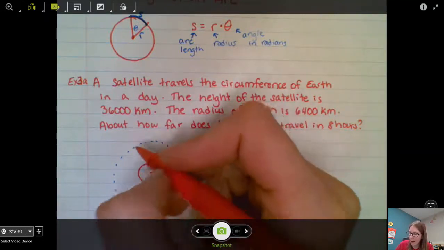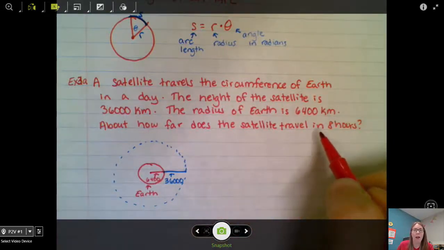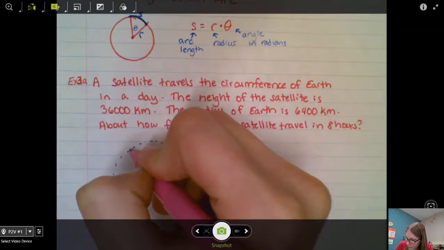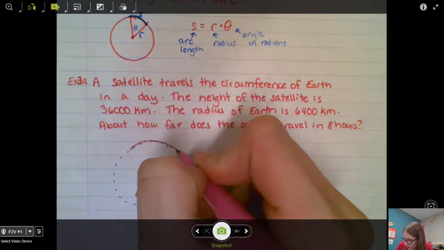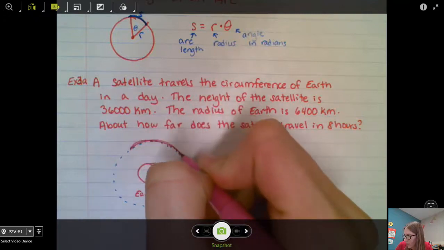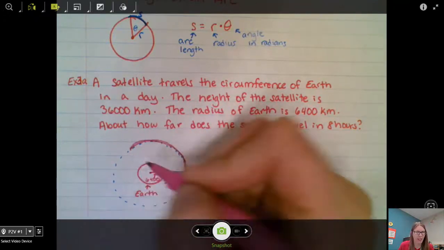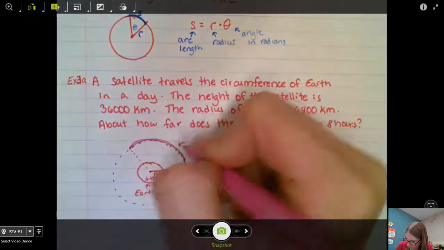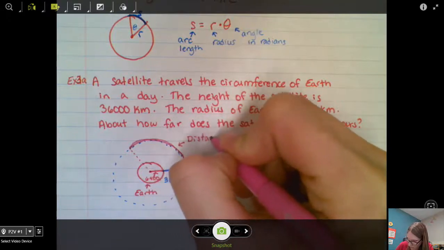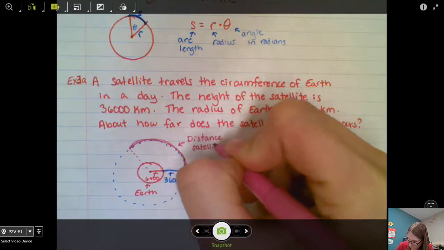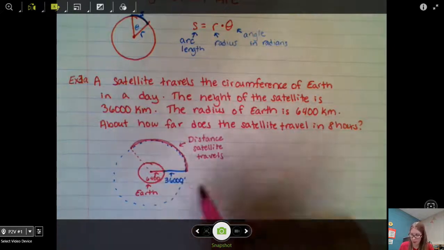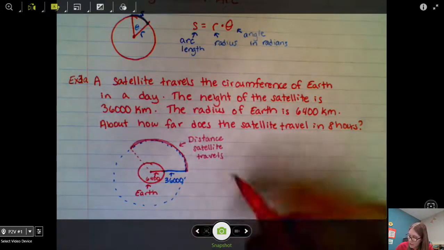Now, if my satellite is traveling for 8 hours and there are 24 hours in a day, that tells me that our satellite is going to go a third of the way around our circle. So our satellite is traveling from about here to here. That looks like about a third of our circle. And as you can see, this is the length of an arc. So to find that length, we have to use that arc length formula here.